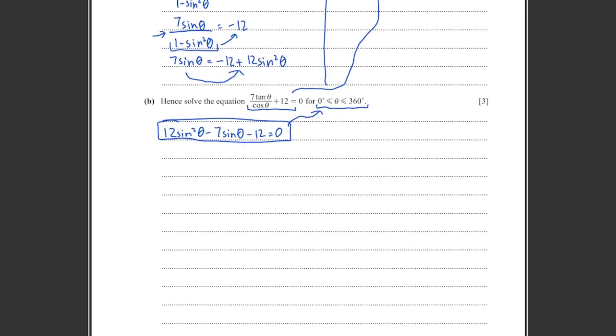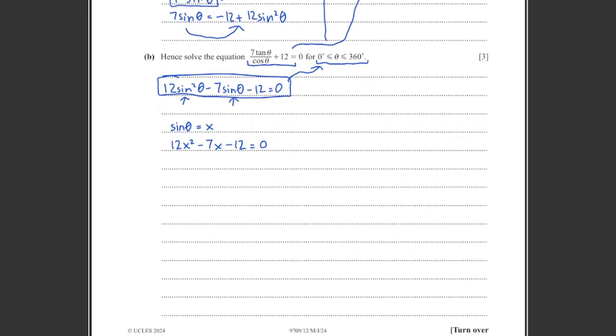Now I can see this is a quadratic equation, because there's a sine which is squared and then a sine with nothing on top of it. So I can say that my sine theta is basically x. And now it starts to look like a quadratic equation. You guys can see, there we go, that looks like a quadratic equation. I'm going to solve this quadratic equation and see what happens.